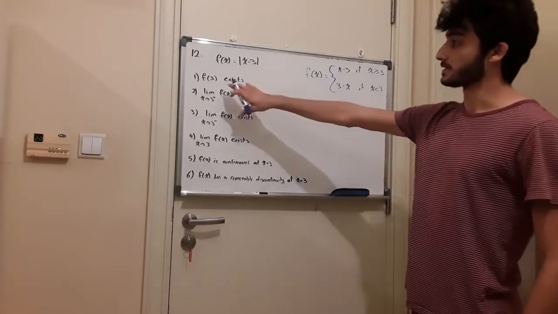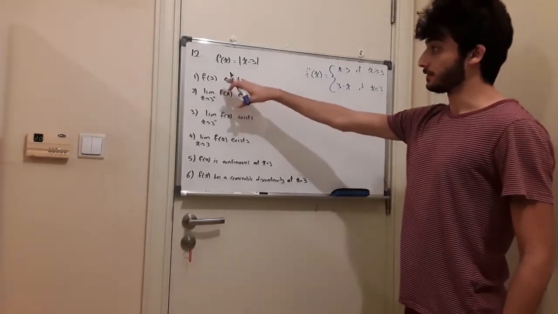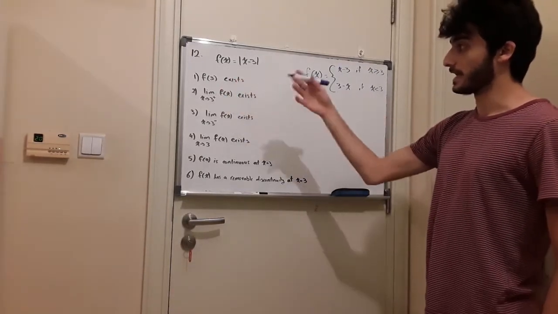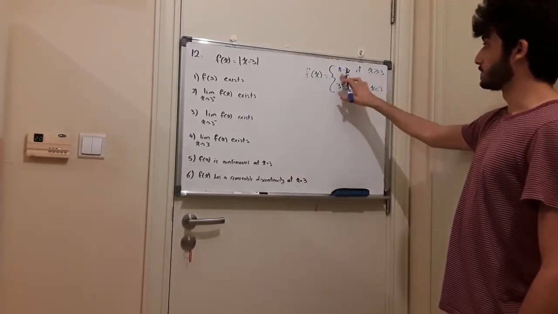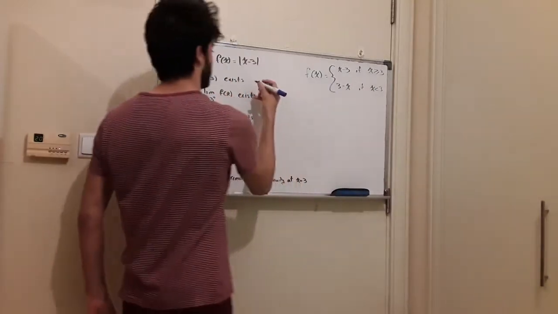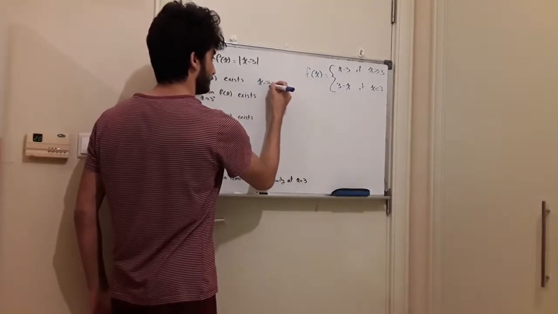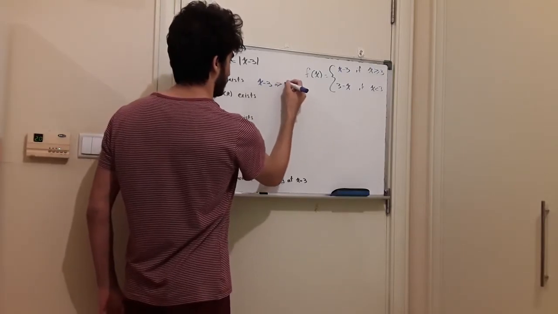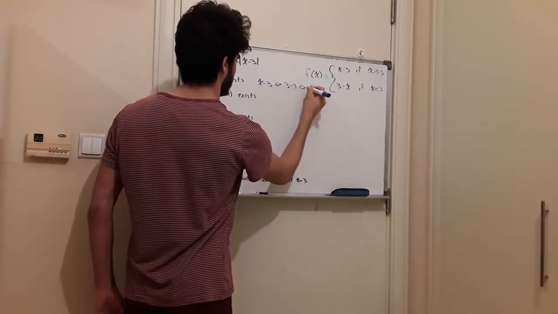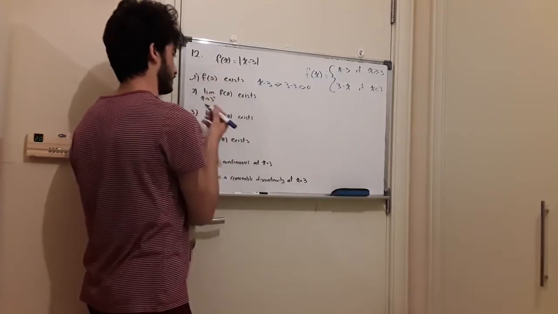So now that we have this, it would be much easier for us to solve these. The first one they're saying f at 3 exists. So f when x equals 3 exists. Now here x equals 3, we would use this formula. So it would be x minus 3, and we would substitute 3. So it would be 3 minus 3, and that would be 0. So it does exist, so that's correct.